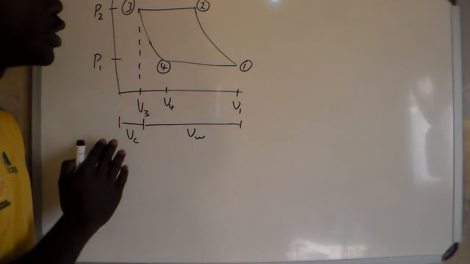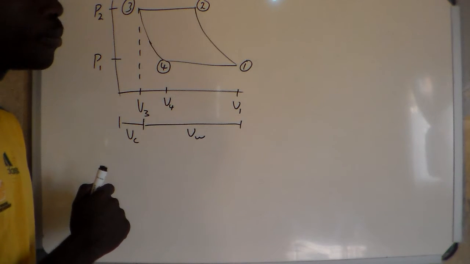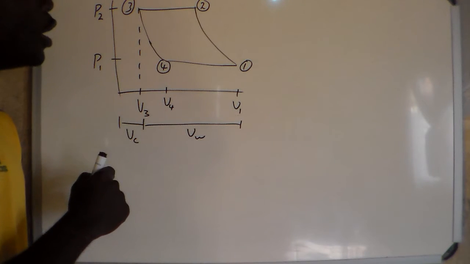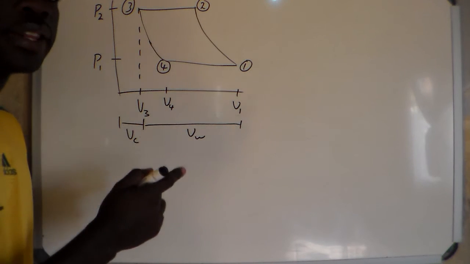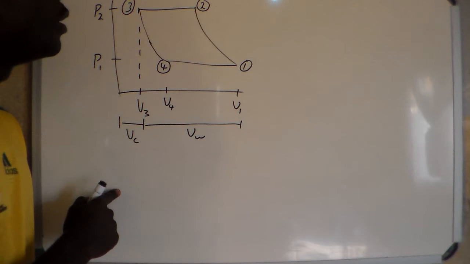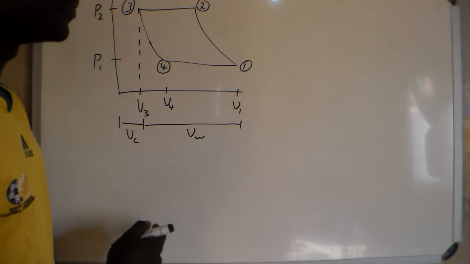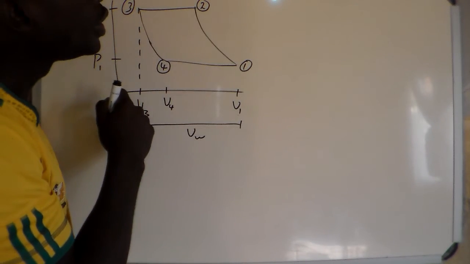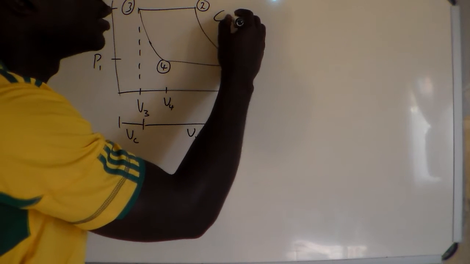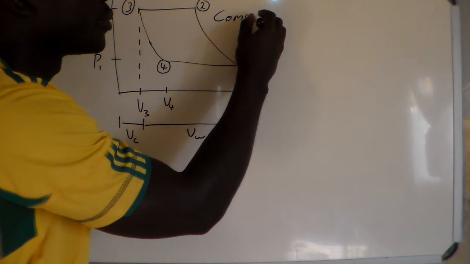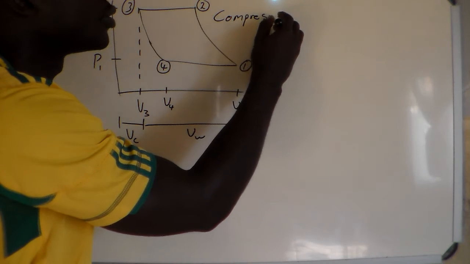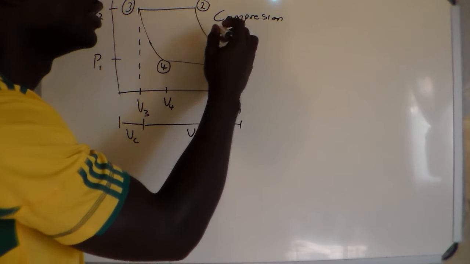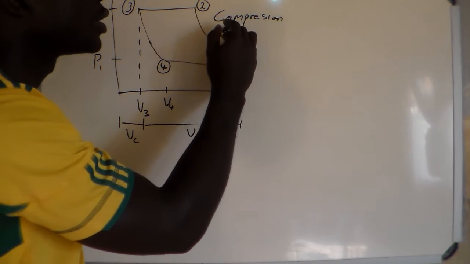So this graph explains how we do the expansion and the compression in the compressor. Now, from point one we compress to point two. So this side is a compression, and then it depends what we are compressing.